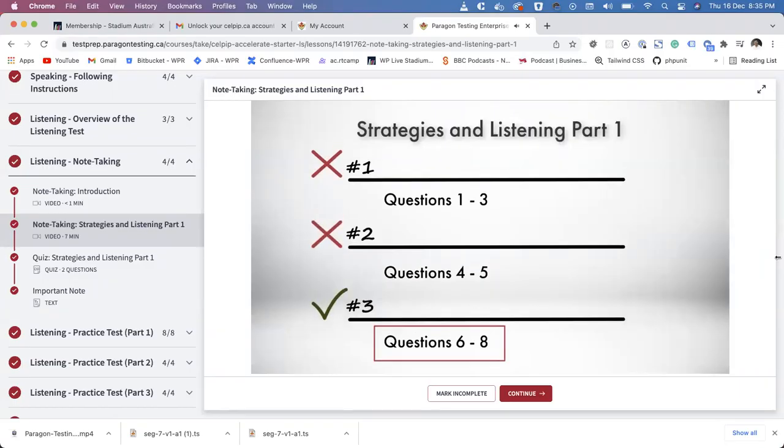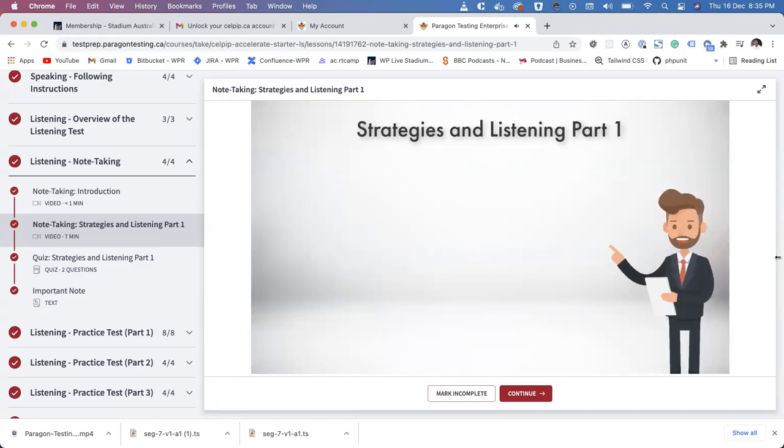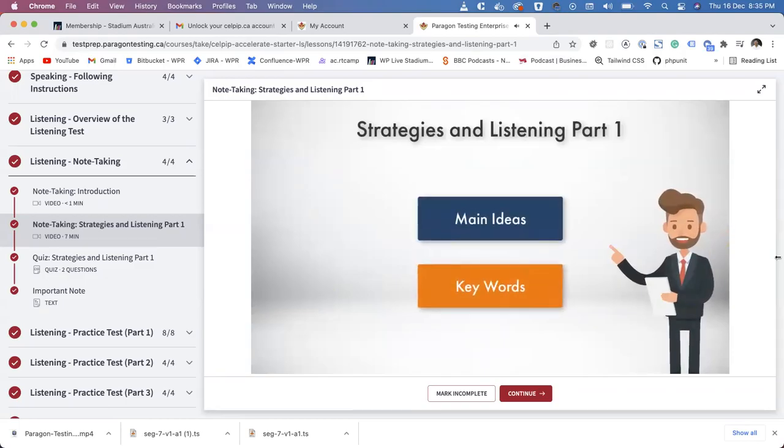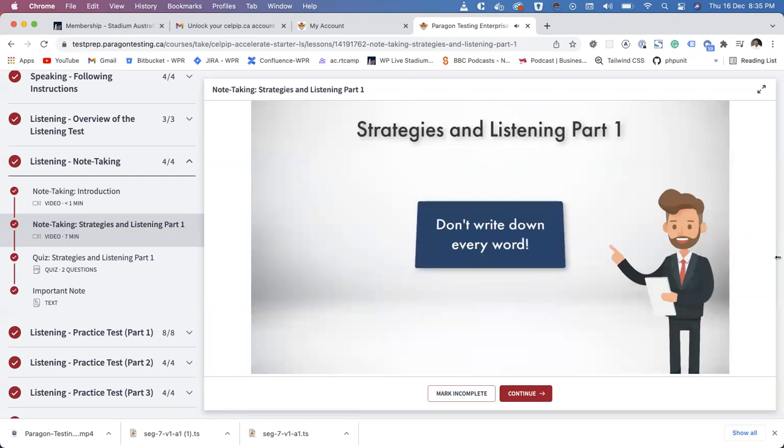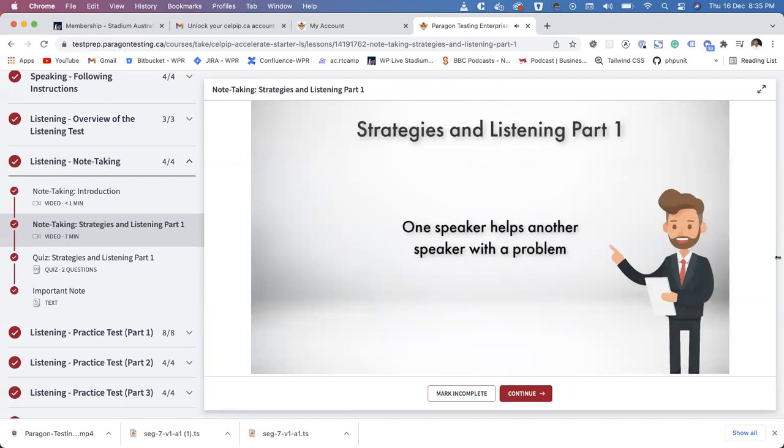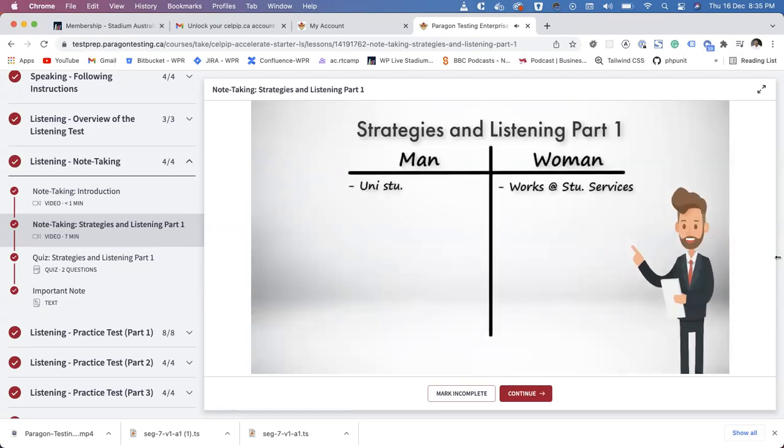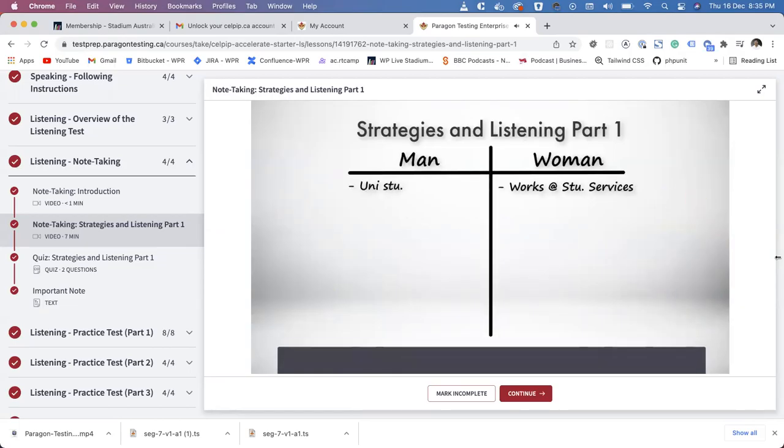One last thing before we begin. When you take notes, listen for the main ideas and key words of the conversation. Don't just write down every word you hear. In listening part 1, one speaker helps another speaker with a problem. In this case, what is the student asking the woman at student services? What's the main issue here? Let's find out. Okay, here we go. We're going to listen to the first part of the conversation. As you listen to the audio, watch what sort of notes I make.